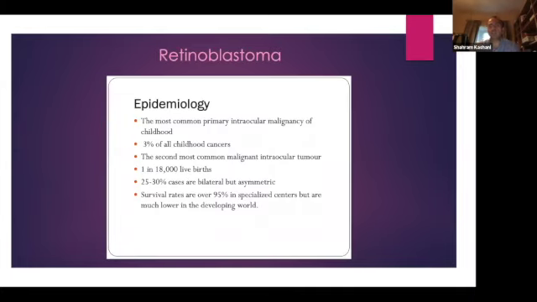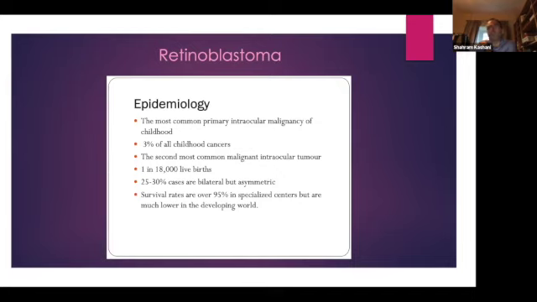Retinoblastoma, so this is the condition that often gets referred to us in panic because there is absence of red reflex. It's the most common primary intraocular malignancy of childhood, and 3% of childhood cancers are retinoblastoma.